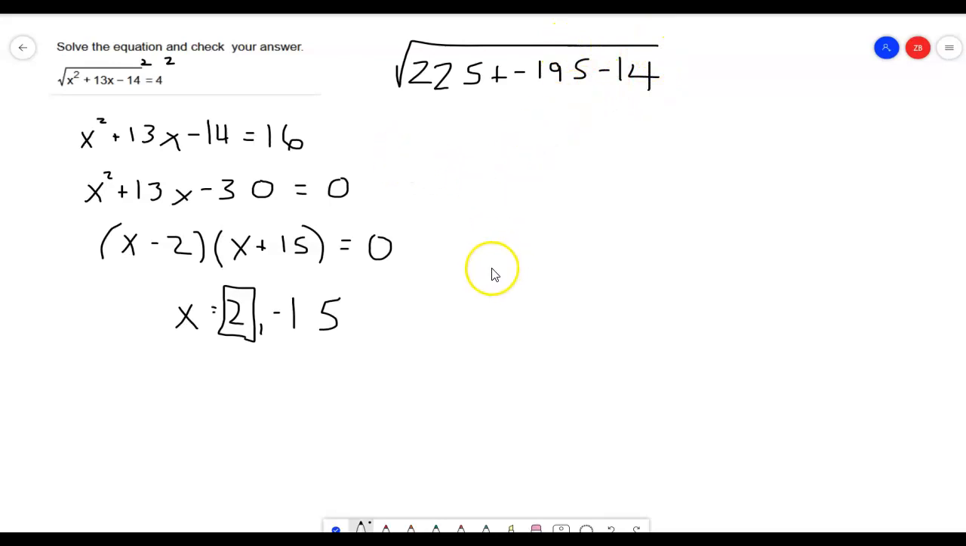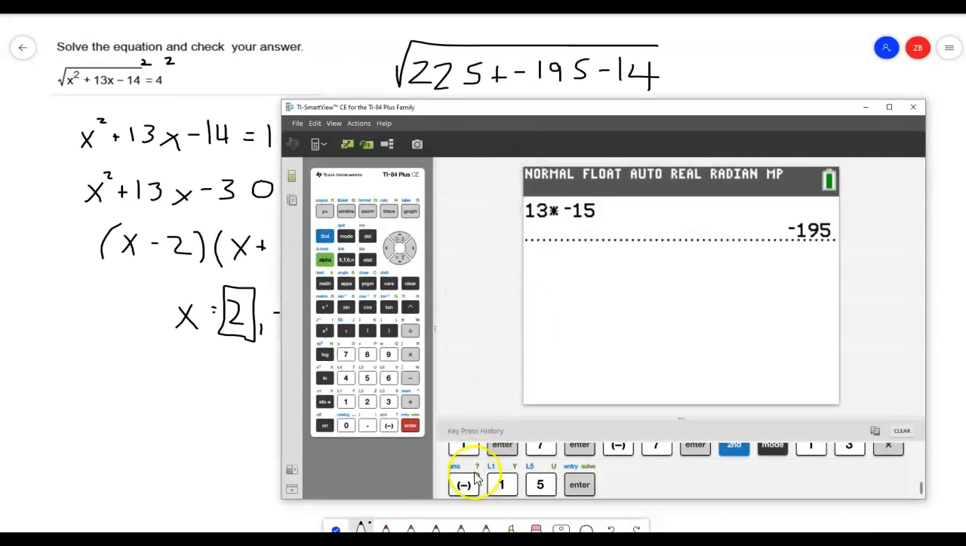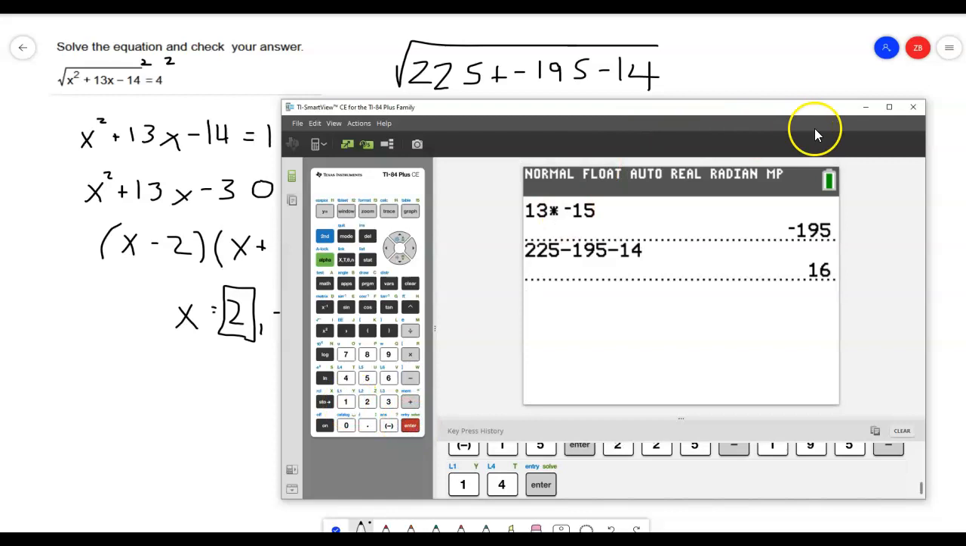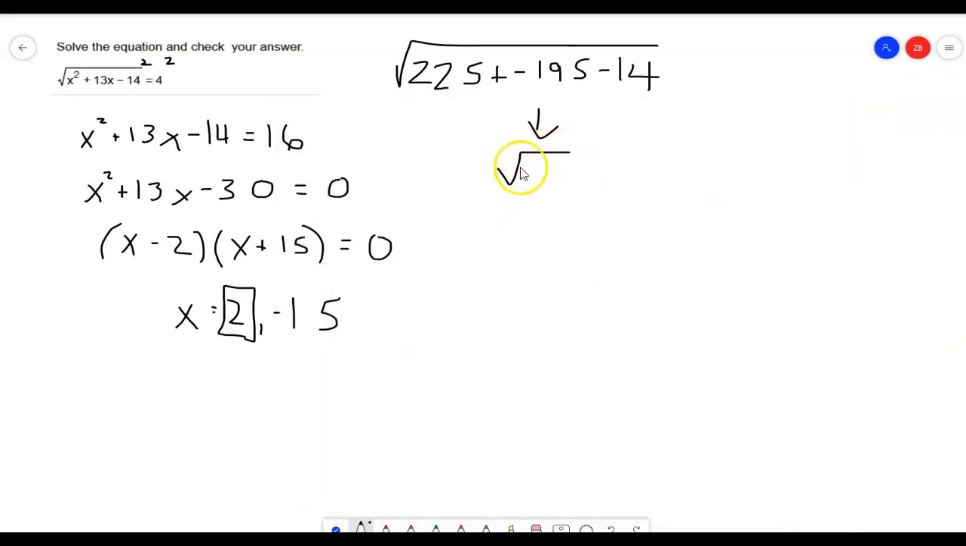All right, so let's go ahead and bring that down. So this is going to be 225 minus 195 minus 14. And sure enough, we get 16. So we're going to get the square root of 16, which also happens to be 4. So in this case, we do not get any extraneous answers. So both of these happen to work as well. So we have 2 verifiable good answers.